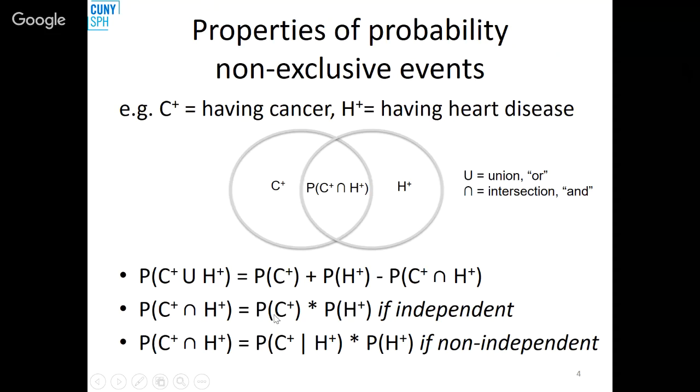If these are independent, that is, your probability of cancer or heart disease is independent of having the other, then the probability of both is just the product. So the probability of having cancer and heart disease is just equal to the probability of having cancer times the probability of having heart disease. If they're each 1 in 100, then the probability of both is 1 in 10,000. If there's something that's each 1 in 3, then the probability of both is 1 in 9. That's only if they're independent of each other.